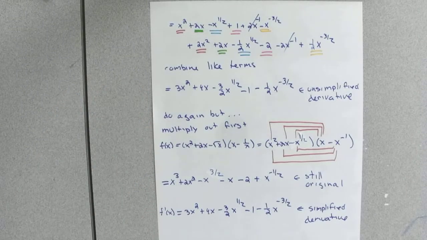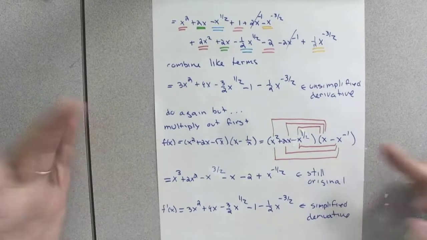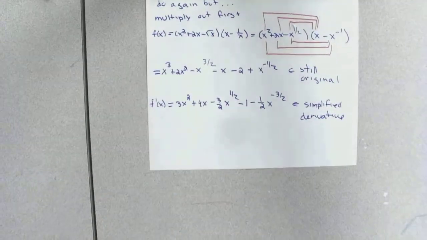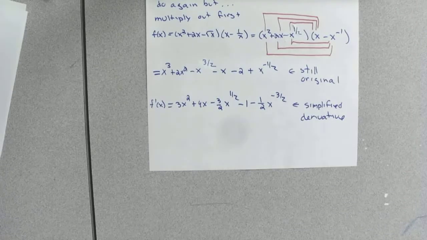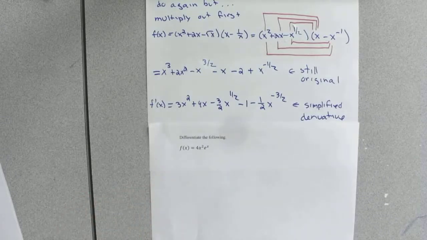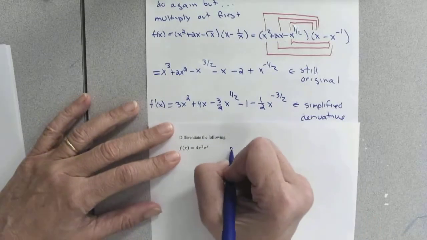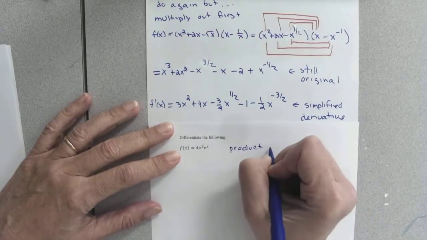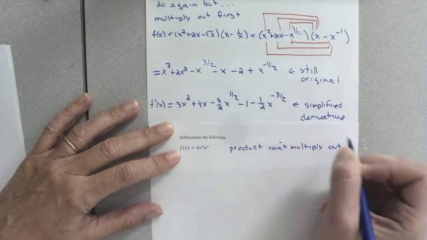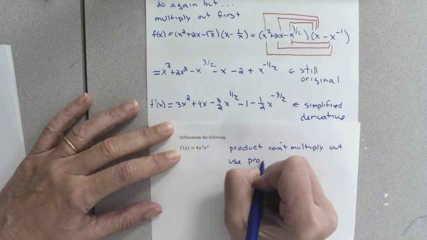So the point of the last problem we did was not only to practice the product rule, but that if you can simplify, simplify first. It was so much easier to simplify first than to use the product rule. But there will be times when simplification is not an option, and that is what we're going to see in the next problem. 4x squared times e to the x. It's a product, and we can't simplify it. We can't multiply out. So I have to use the product rule. No choice here.